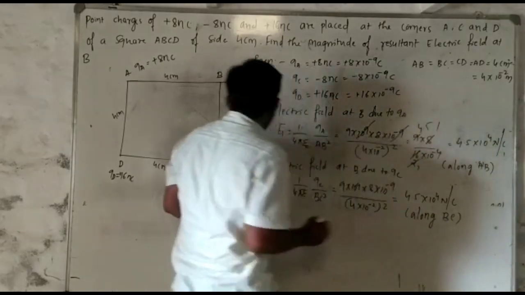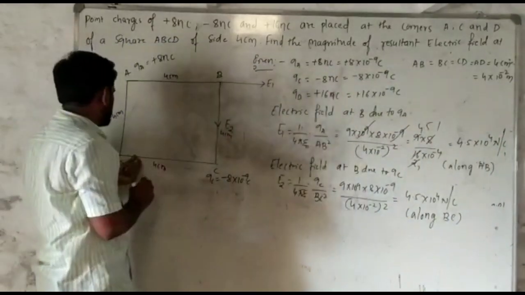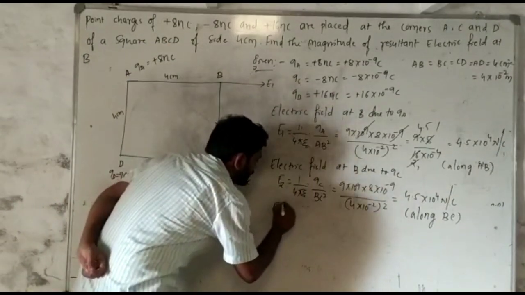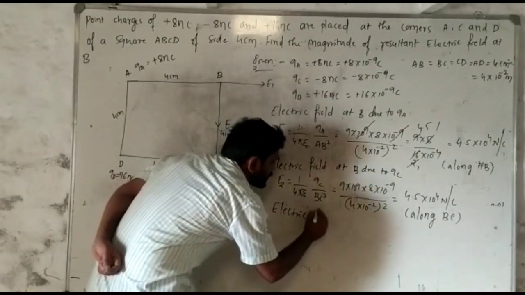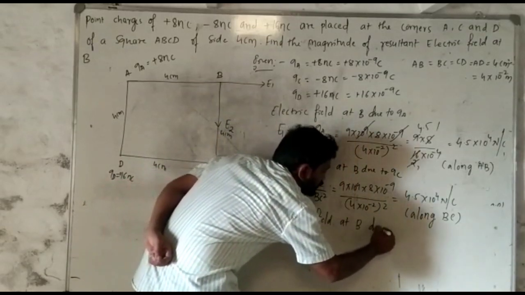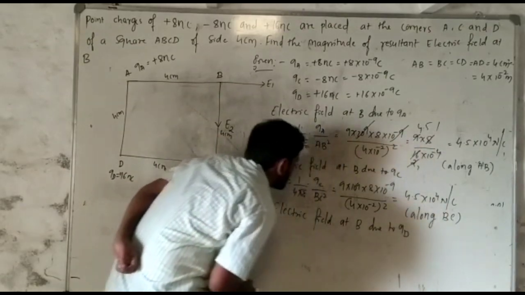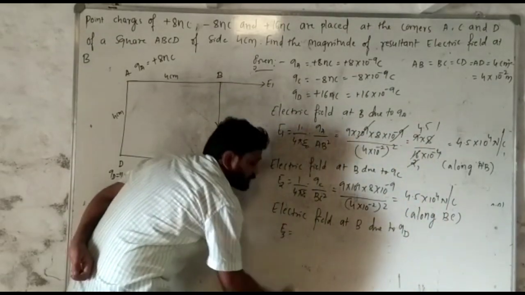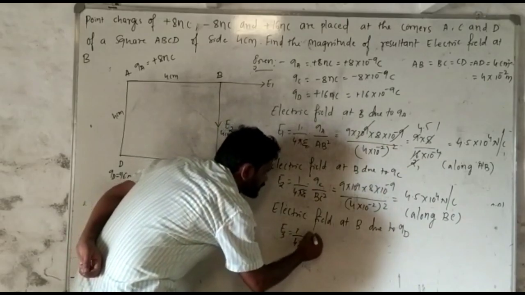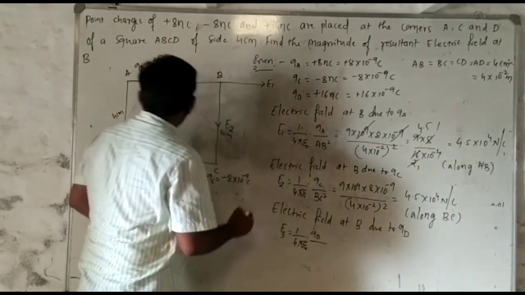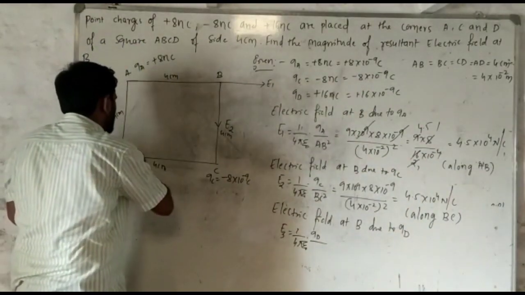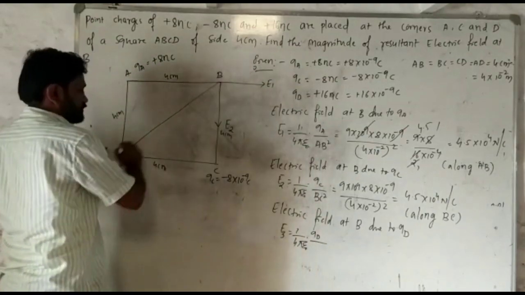Now the electric field at B due to QD. Here E3 is equal to 1 upon 4 pi epsilon naught QD divided by the distance between the point and charge, that is BD square.